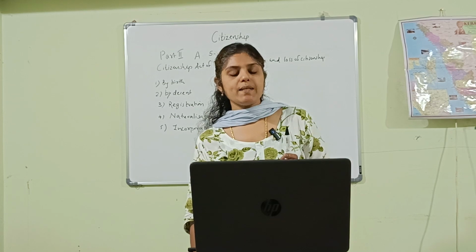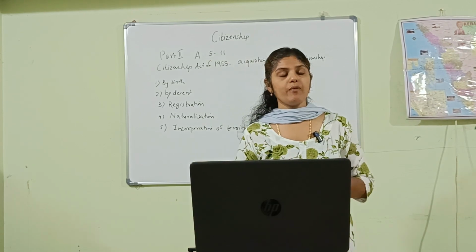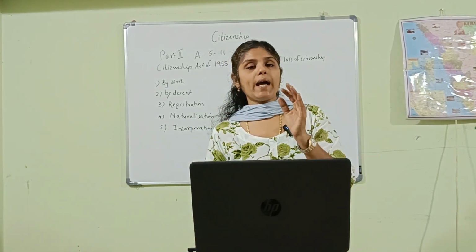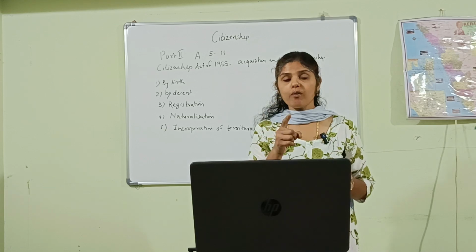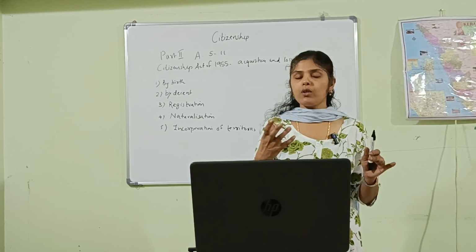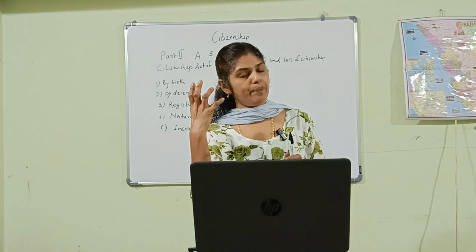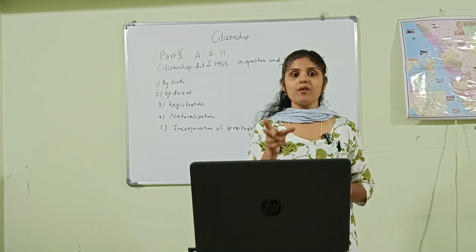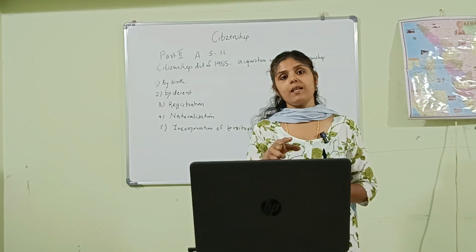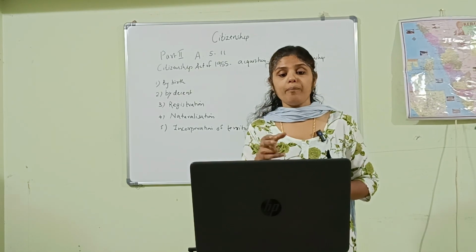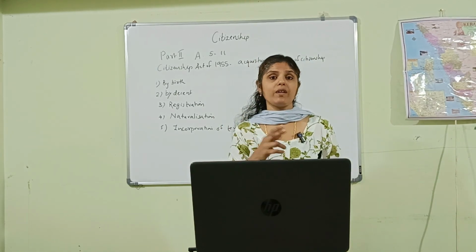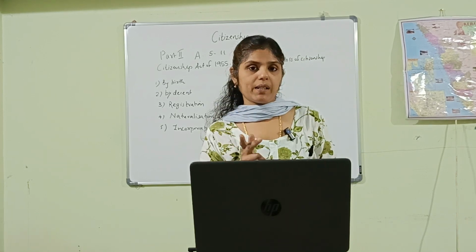So, by birth, a person is said to be an Indian citizen if he is born on or after January 26, 1950, and before 1st July 1987. Then he can be considered a citizen of India without considering his parents' nationality. In the second case, if he is born on or after July 1st, 1987, he can be considered an Indian citizen by considering the nationality of the parents, that either of his parents is a citizen of India at the time of his birth.